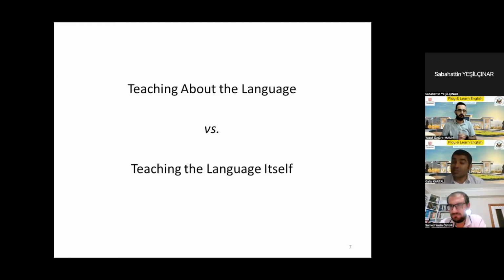But when you teach the language itself, you focus on functions. You focus on meaning. So you teach how to apologize in the classroom, how to give orders, how to order a meal at a restaurant, how to check in at a hotel, and how to check in at the airport. You teach all these, and these are the functions of a language. And actually these functions are used in daily life, right? We are using languages for these purposes.